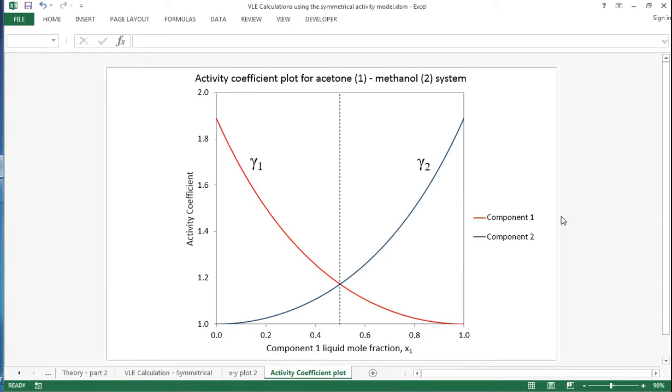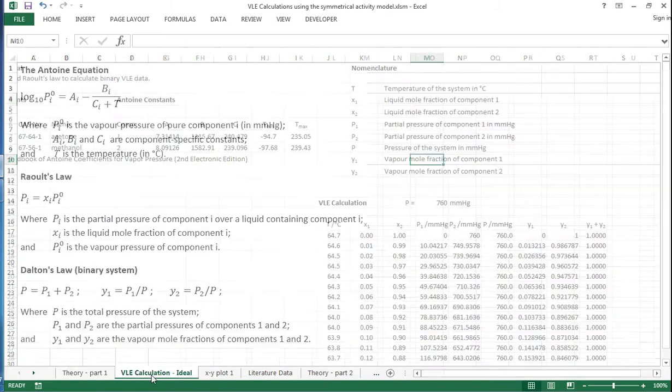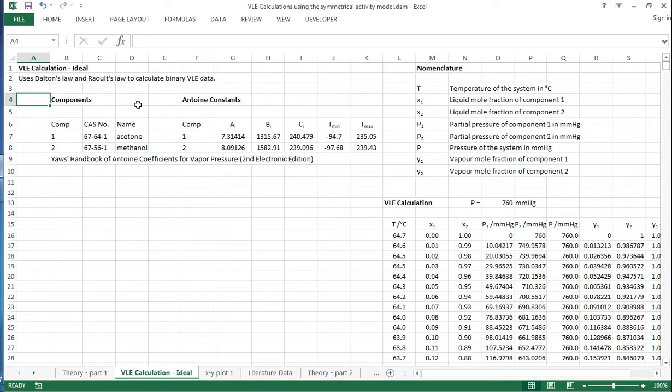In this screencast, I'll show you the equations to calculate binary VLE data for non-ideal systems. So if we go over to some basic theory, these are the equations that we used for an ideal system. And so to start with, we'll implement these for an example system. And so the system we'll take in this video is acetone methanol.